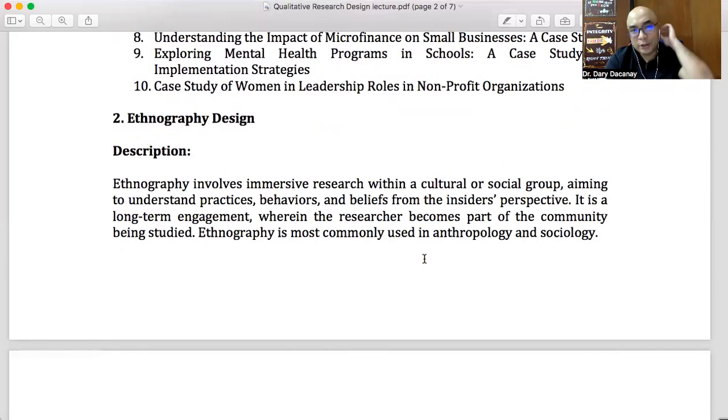And then we move forward to ethnography design. It involves immersive research within a cultural or a social group. Example, I think there are a couple of students who will be doing the LGBTQ plus as a social group that can be part of the ethnography, aiming to understand the practices, behaviors, and beliefs from the insider's perspective. So it's a long-term engagement wherein the researcher becomes part of the community being studied, meaning you have to be physically present in the community. According to research, you must be at least in the range of 3 to 6 months.